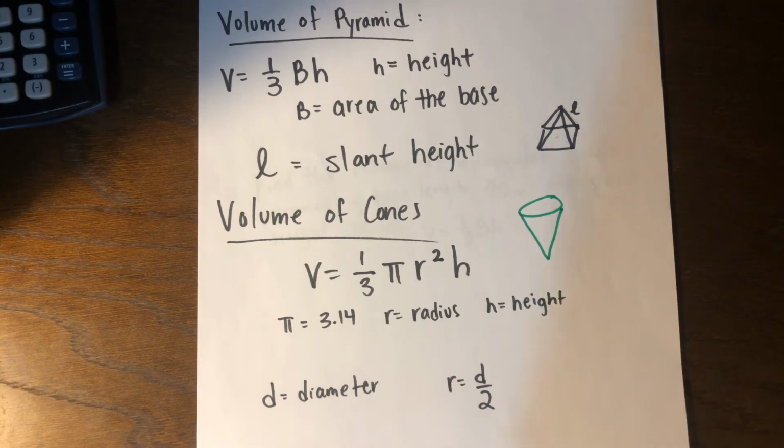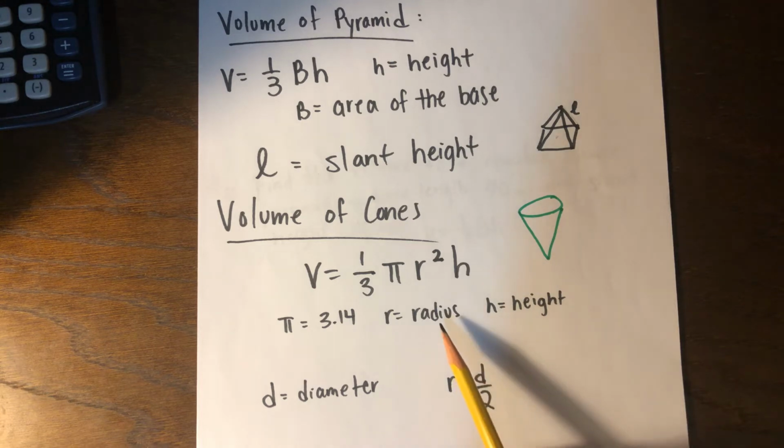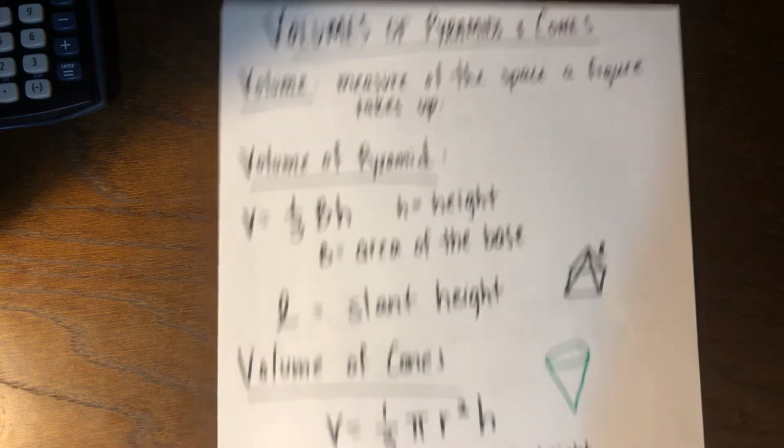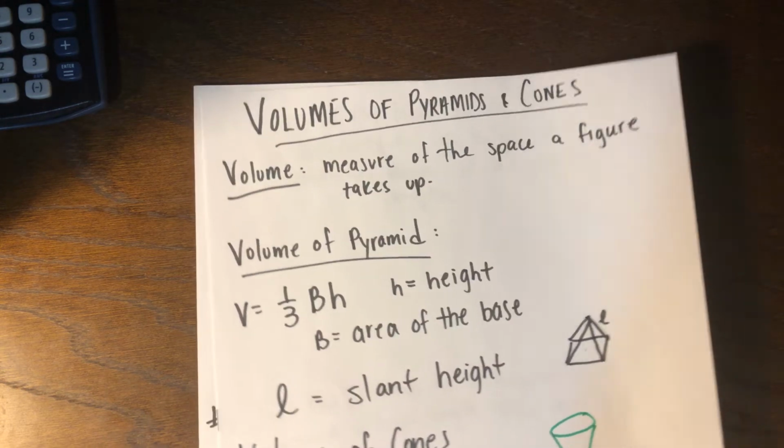Now, if we're given a problem and they don't give us the radius, but they give us the diameter, we can easily find the radius by taking the diameter and dividing by 2. Now let's take a look at some questions. Let's do some together problems.